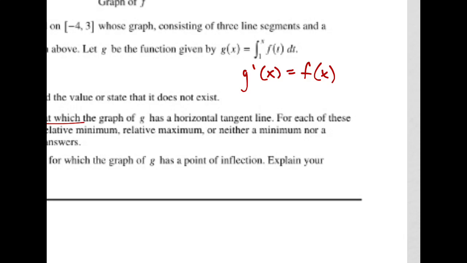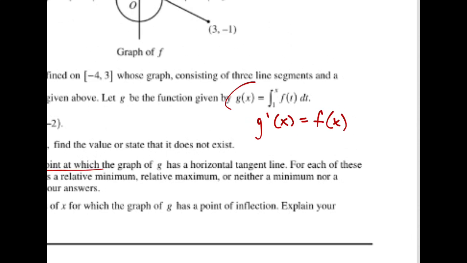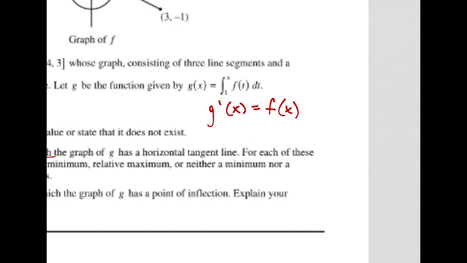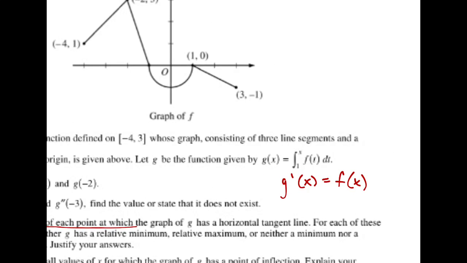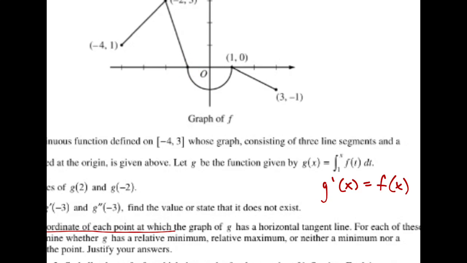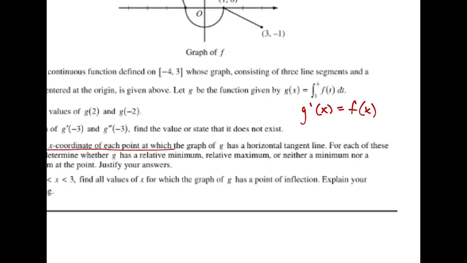So when is the slope of this 0? Well, that's when the derivative is 0. When is the derivative 0? Well, that's just when f is 0. When is f 0? Looks like it's 0 at -1.